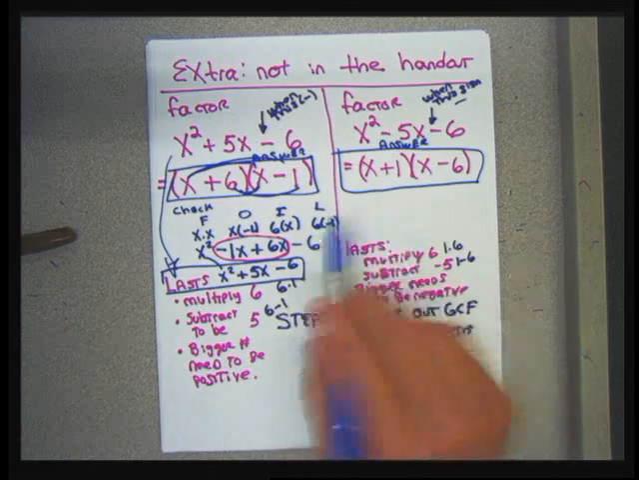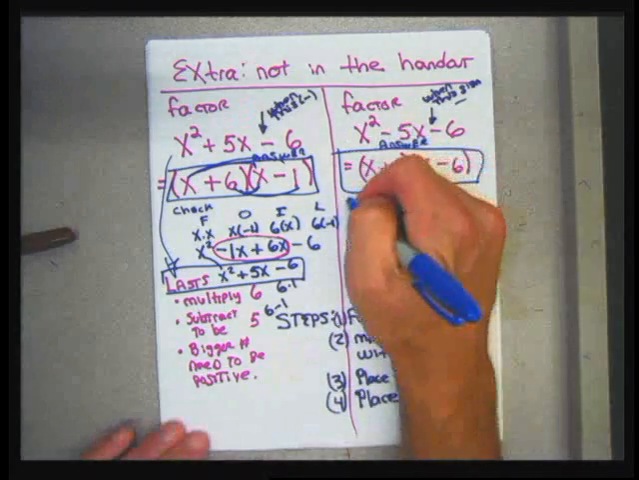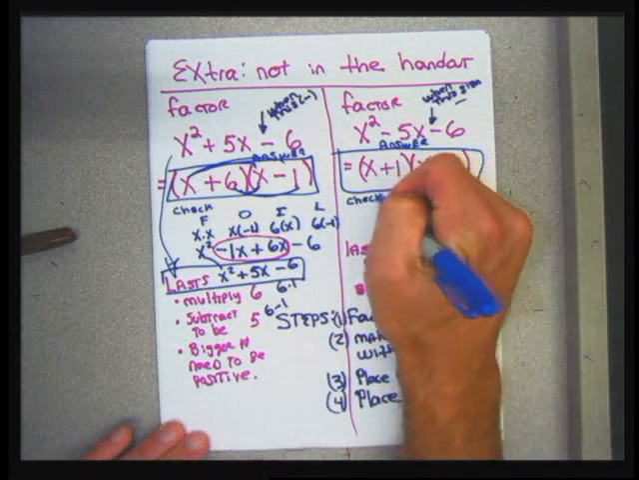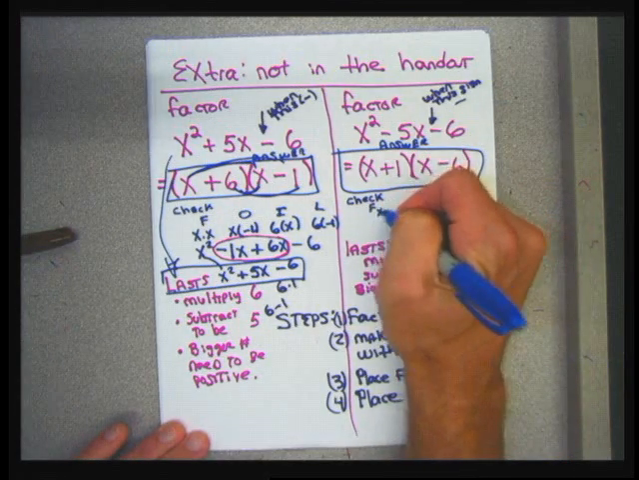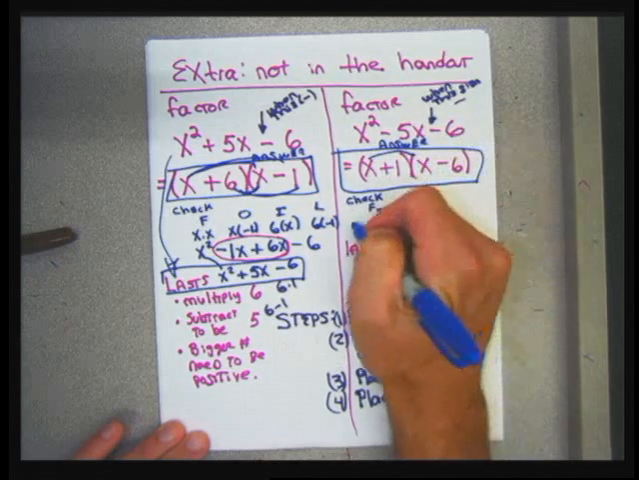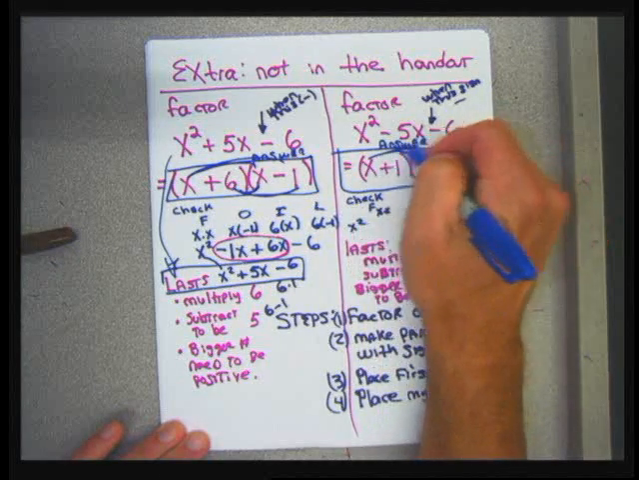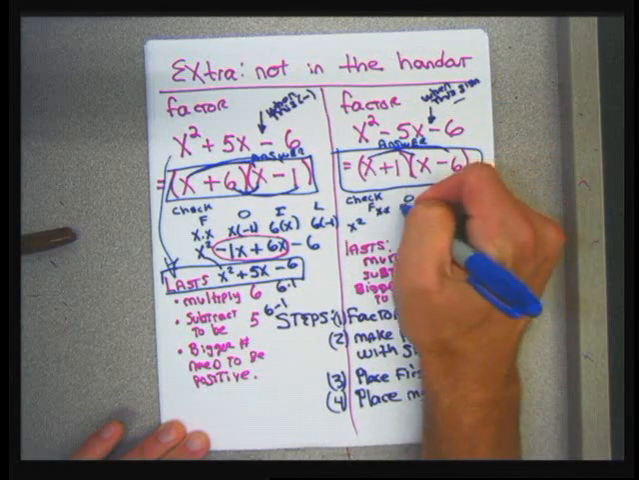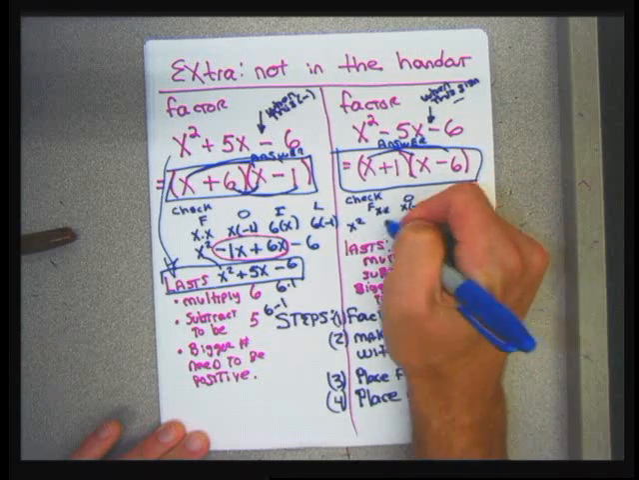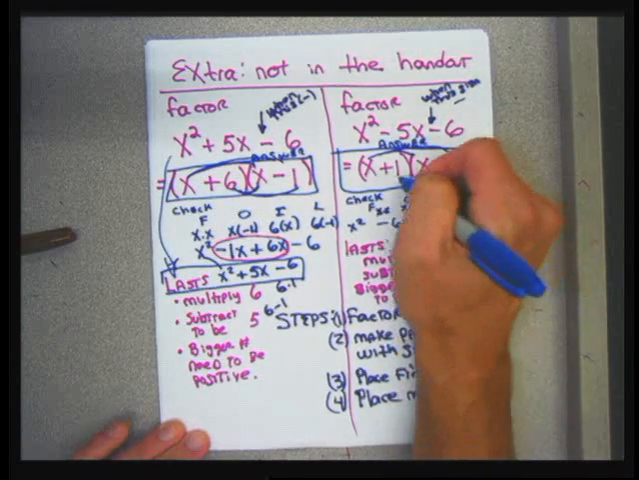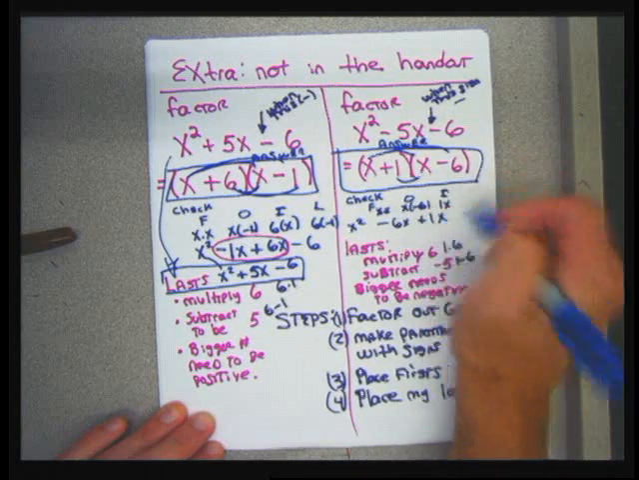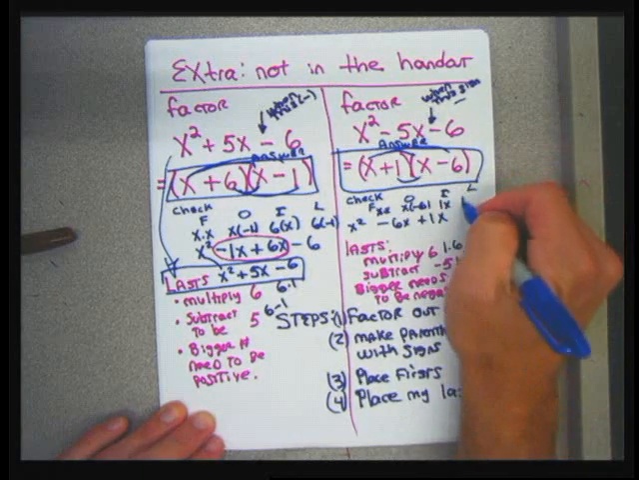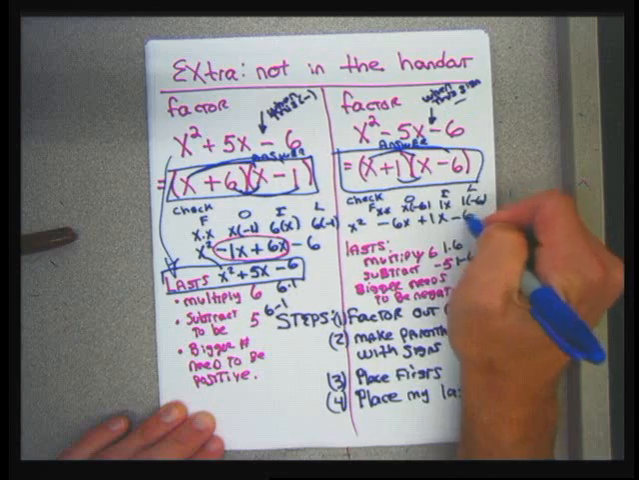If I do the same sort of checking for the next one, which is a separate problem, but that's similar, I do my firsts, which is x times x, which is x squared. My outers are x times minus 6, which is a minus 6x. My inners, 1 times x, which is a positive 1x. And my last, 1 times negative 6 is a negative 6.